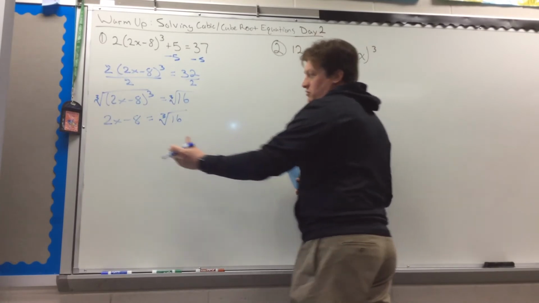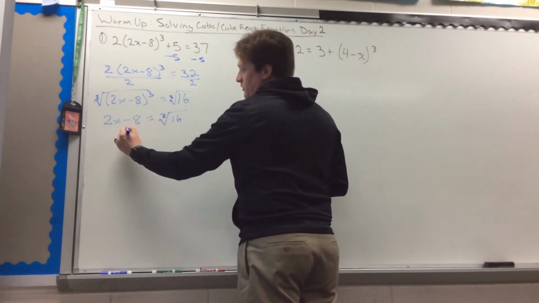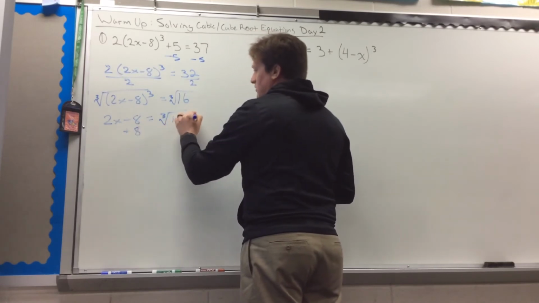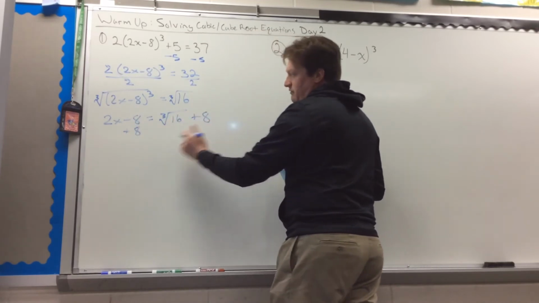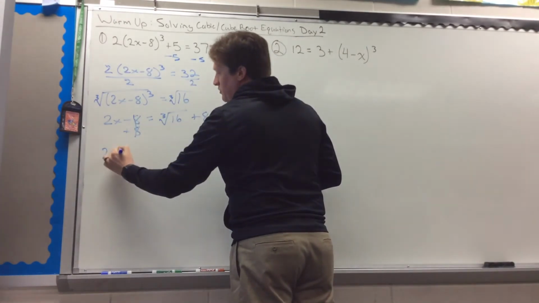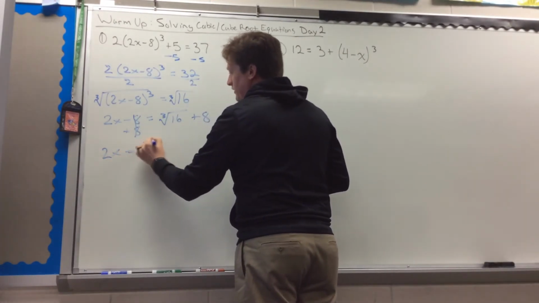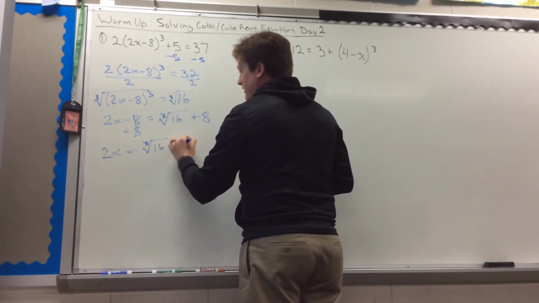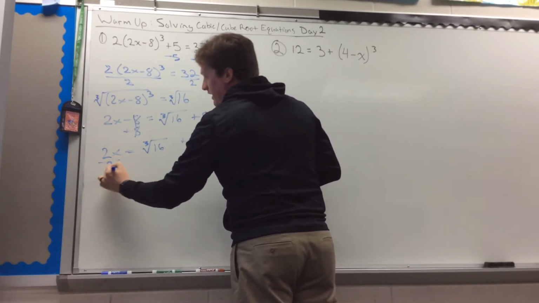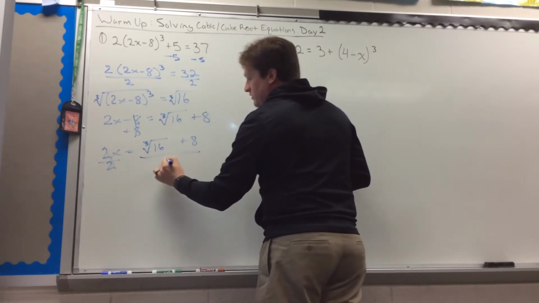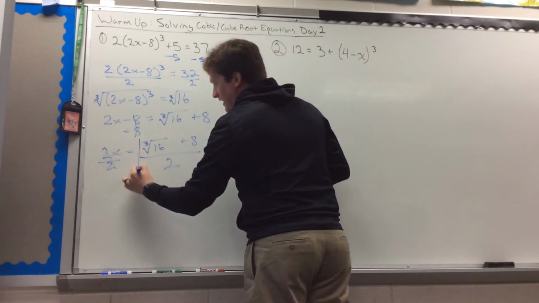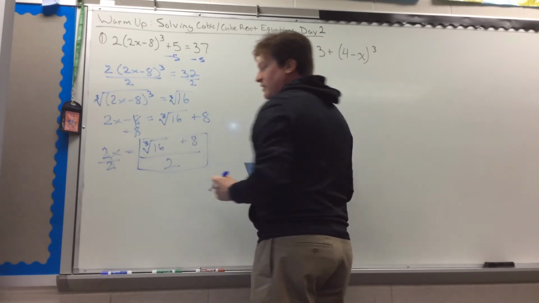But for right now, we're still trying to get x by itself. So we're going to add 8 to both sides. 8 is on the outside. That's going to give me 2x is equal to the cube root of 16 plus 8. And then we're going to end up dividing by 2. This right here is the exact answer before we simplify.